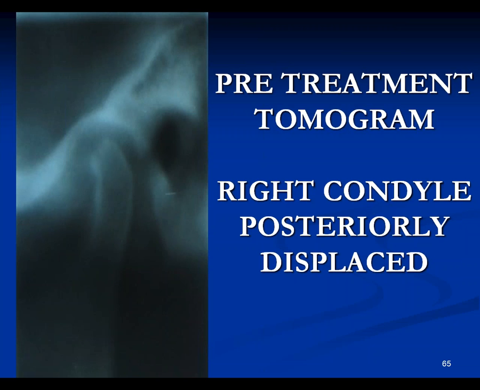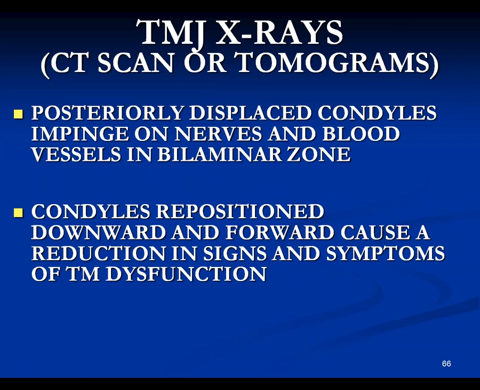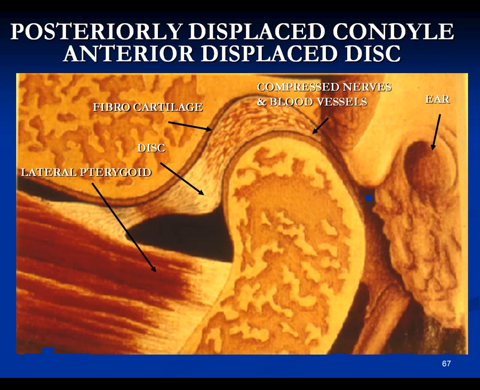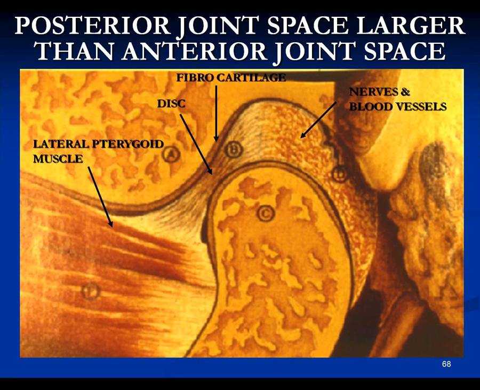And there it is. So the posteriorly spaced condyle, I showed you, impinges on the nerves and blood vessels behind the condyle. When you reposition the condyle downward and forward, you reduce the signs and symptoms of TM dysfunction. So easy. All you have to do is move the condyle down and forward by increasing the vertical and moving it forward on an index splint. You want to move it away from this area, because that causes a lot of pain. Move to here, downward and forward.